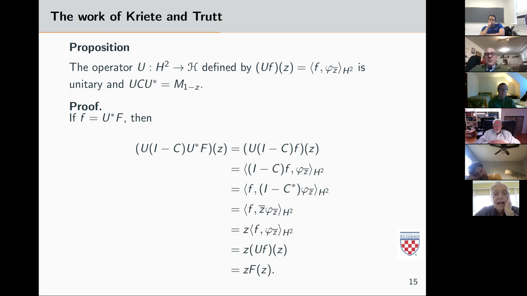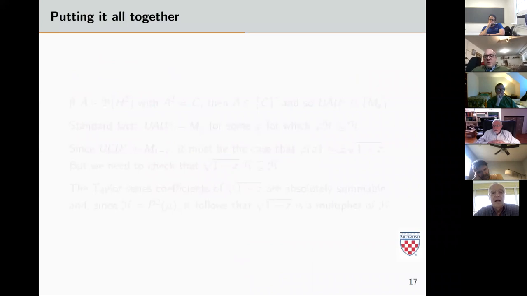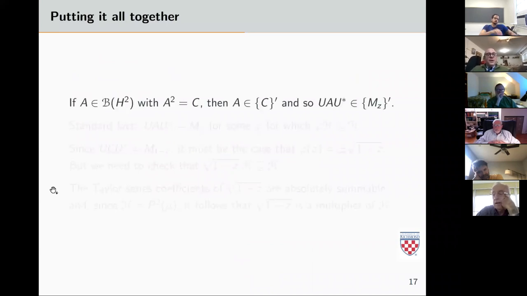All right, so I'm going to be making use of this identity. Let's go back to the Halmos problem, which again was: what operators are the bounded square roots of the Cesaro operator? So let's begin to assemble some of the pieces of all this. Suppose I have a bounded operator A on H2 that's a square root of the Cesaro operator.